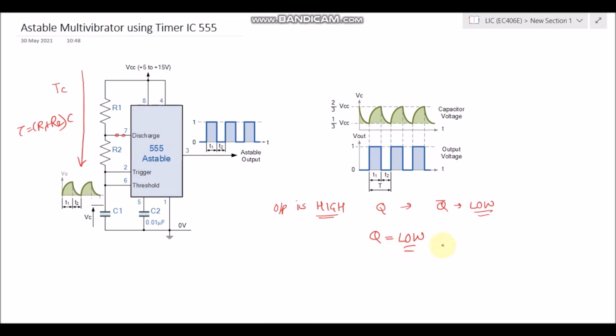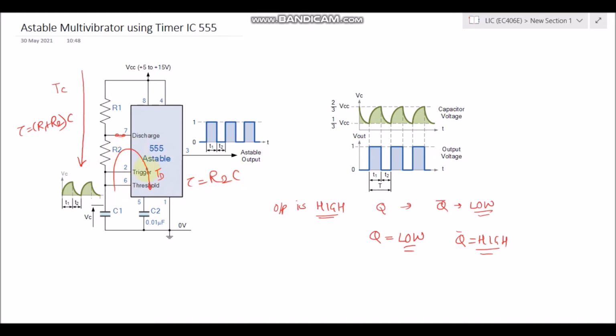Now what will happen? When Q is low, output is low, Q bar will be high. Now in this case, the internal discharge transistor whose base is connected to Q bar will turn on, because Q bar is high. So as soon as that transistor is turned on, that path is shorted. So now the capacitor voltage will decrease. Now this capacitor is getting a path to discharge through this path. So now the capacitor voltage is discharging with time constant R2 into C.